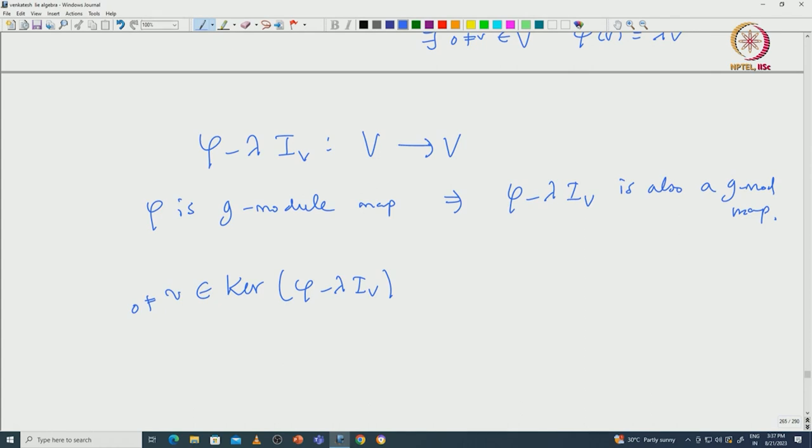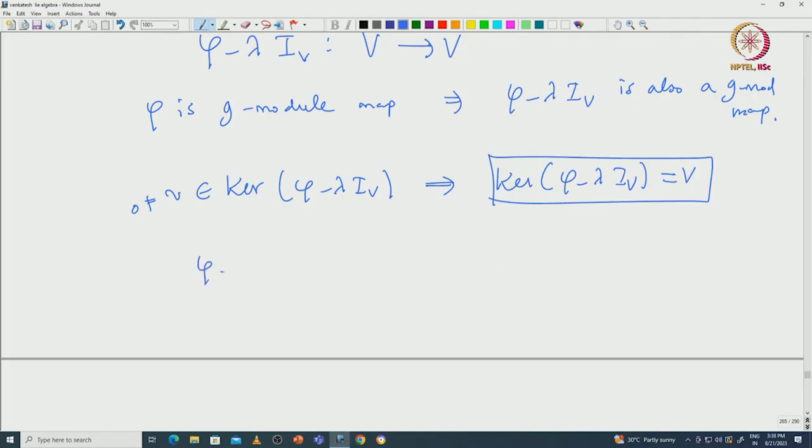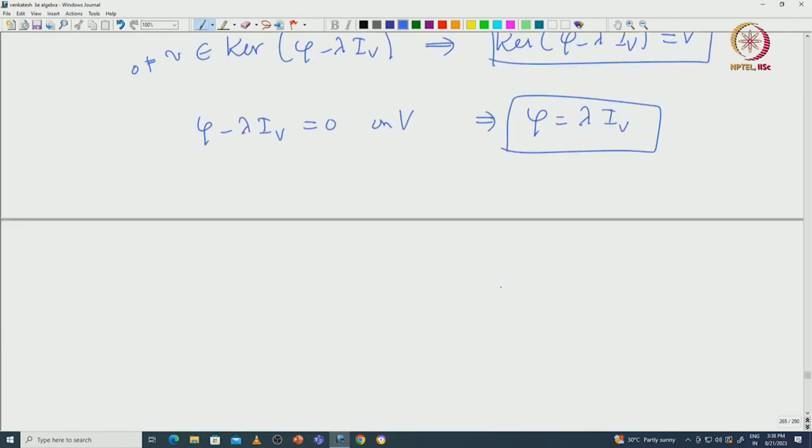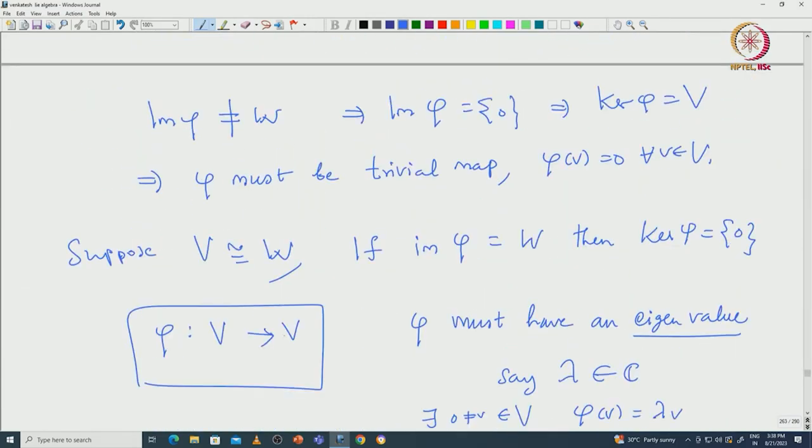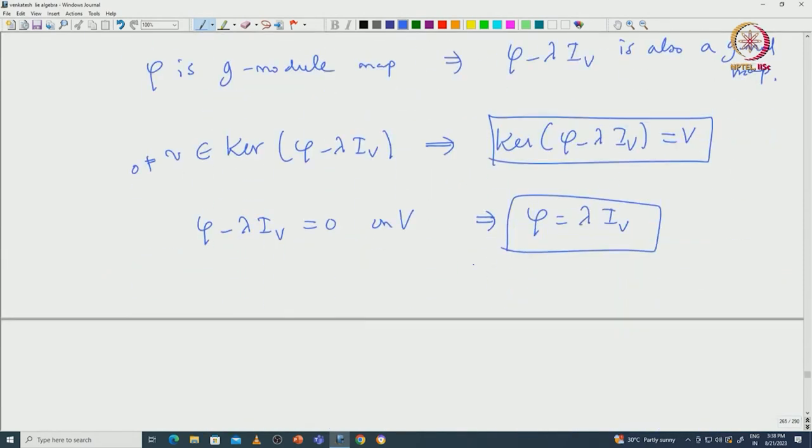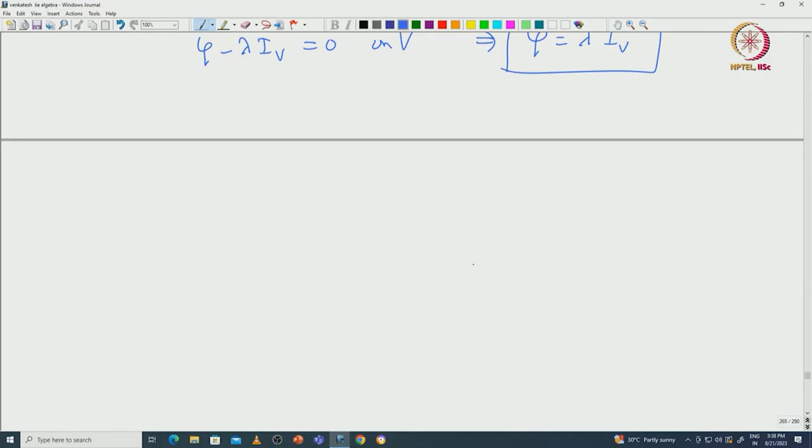But the kernel being non-zero would imply that the kernel of this phi minus lambda identity V, which is a submodule of V, has to be exactly equal to V. So that forces phi minus lambda identity V to be 0 on capital V. So that forces phi must be lambda times identity V. Okay. So these two analyses put together are called Schur's lemma. Sometimes the statement 2 is also called Schur's lemma, but I would like to call both of them Schur's lemma.